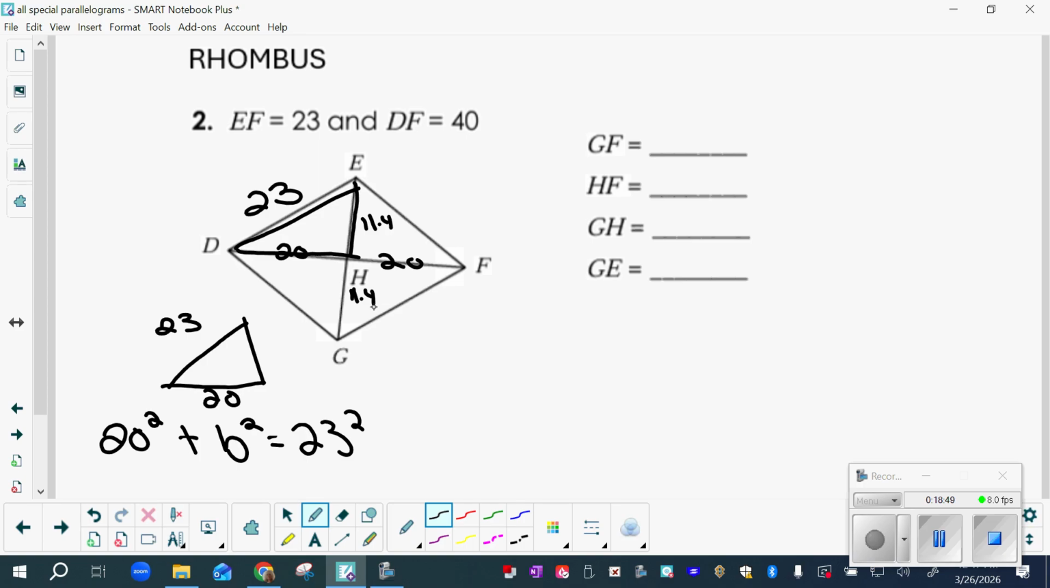Here I go. GF, 23. HF, 20. GH, 11.4. GE, 22.8. We okay?